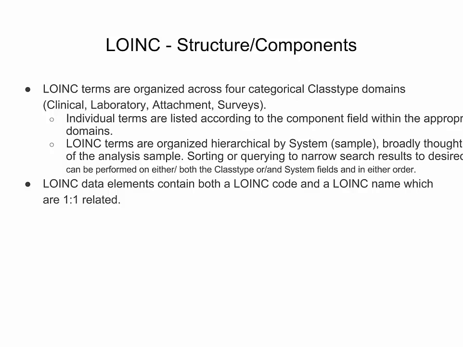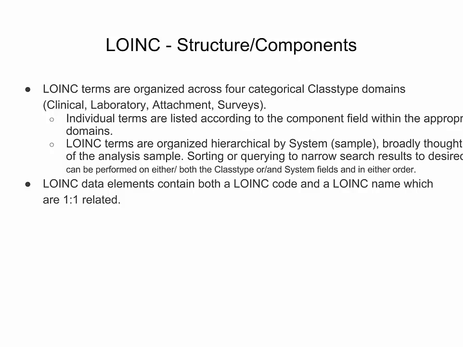LOINC terms are organized across four categorical class type domains: clinical, laboratory, attachment, and surveys. Individual terms are listed according to the component field within the appropriate class type domains. LOINC terms are organized hierarchically by system or sample, broadly thought of as the source of the analysis sample. Sorting or querying to narrow search results to desired components can be performed on the class type and/or system fields and in either order.